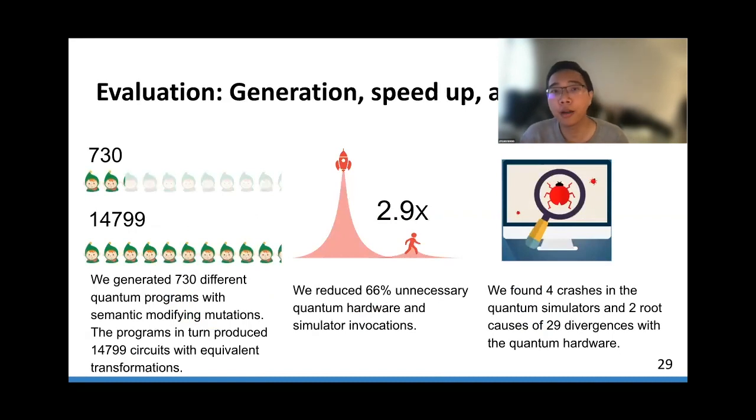We apply QDiff on 3 platforms: HiQ, Cirq, and QuCS. We generate 730 different quantum programs with semantic modifying mutations, and the programs in turn produced 50,000 circuits with equivalent transformations. We reduce 66% of unnecessary quantum hardware and simulated invocations, resulting in a 2.9 times speedup. And we find 4 software crashes in simulation and 29 divergent cases in quantum hardware. So what did QDiff find?